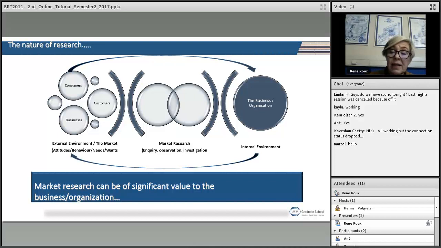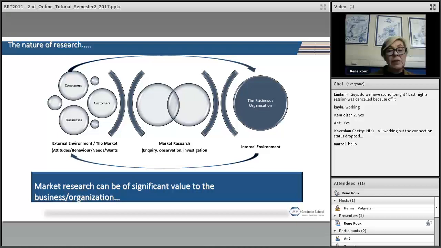And how does this business actually tap into the minds of these consumers and customers? They do it through market research. They do it through inquiry, observation, investigation. So you will see that market research is actually a link between your business, your organization on the one side, and the market out there, the customers, the consumers, potential customers, businesses.